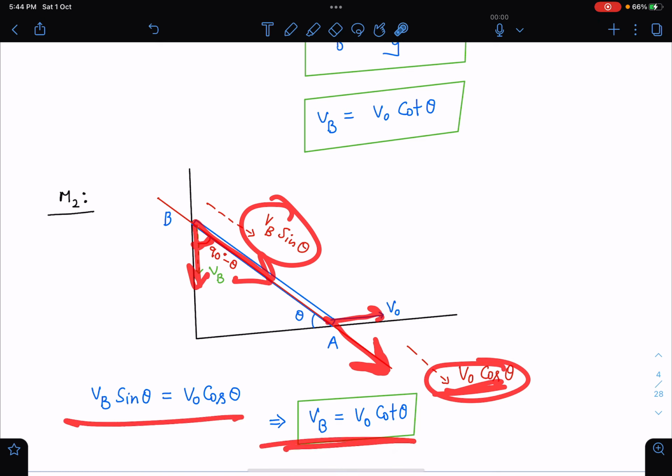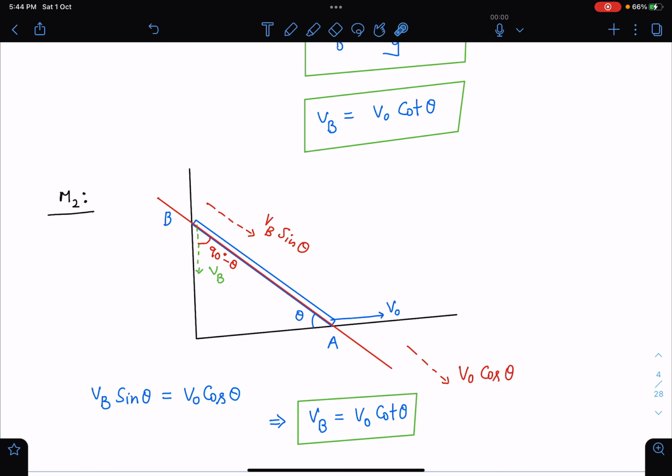So VB is equal to V naught cot theta, we are going to get. Now the important part here is we cannot write AB is equal to A naught cot theta. We cannot write. The reason for this is because we have to differentiate this.